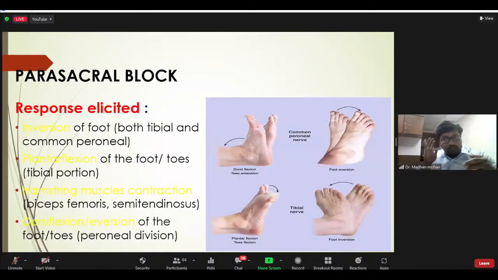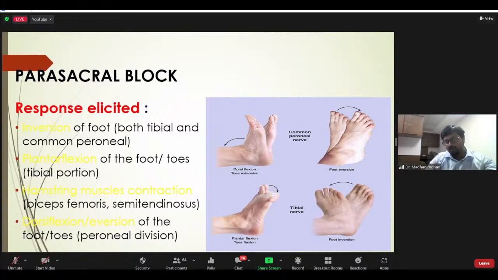So once you are close enough to the nerve, you will elicit the response of the sciatic nerve. So we have different movements of the ankle concerned to the sciatic nerve stimulation. Suppose if it is a tibial nerve component, mainly the gastrocnemius is going to get contracted and you will get a plantar flexion.